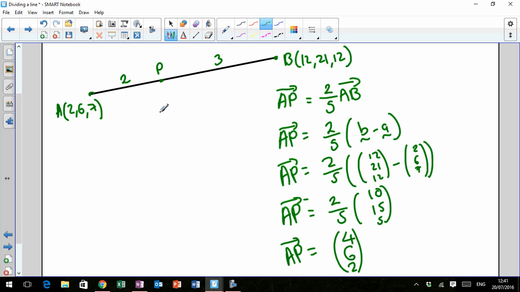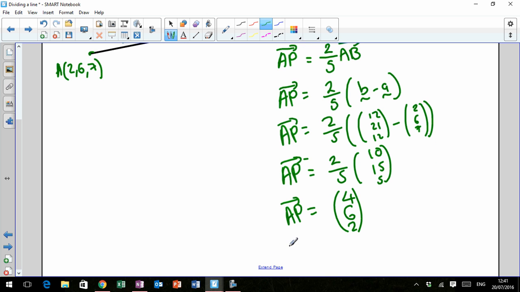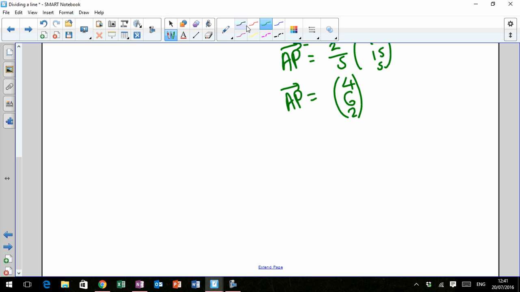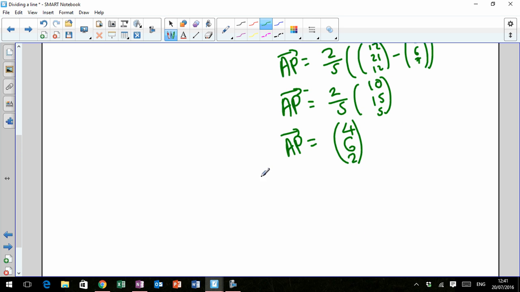Okay, now we've not found out what the coordinate P is yet, but we've found out what that vector is. Now, I'll put every line of working in so you can see what's going on. Feel free to miss out one or two if you can. So AP is 4, 6, 2, but what I also know is that to find AP, I need to do P subtract A. Now that position vector P is essentially the coordinate, so if I can get that position vector P, then I can find the coordinate very straightforwardly.